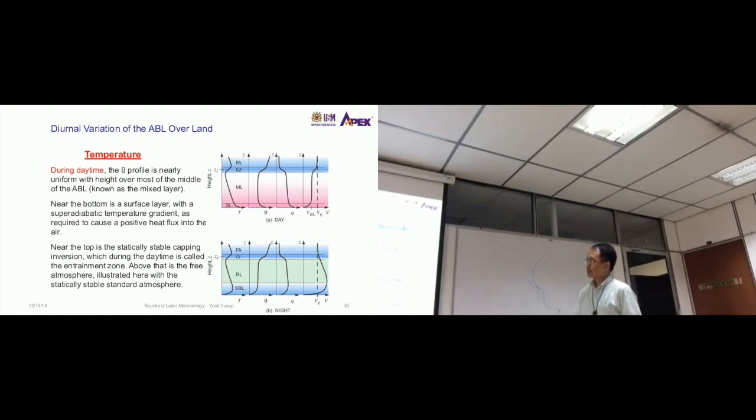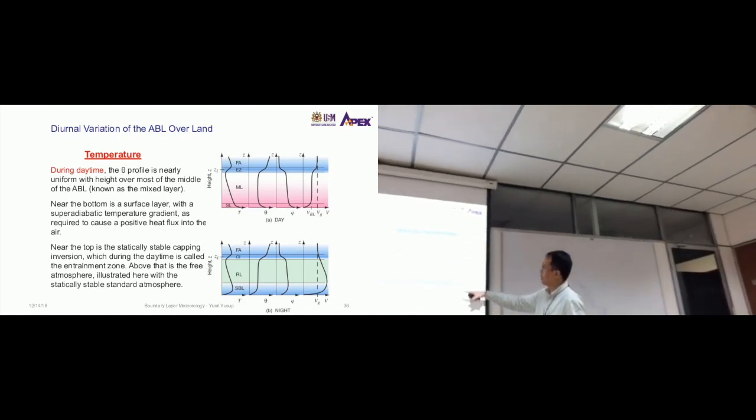Near the top is the statically stable capping inversion, which during the daytime is called the entrainment zone. Above that is the free atmosphere, illustrated here with the statically stable standard atmosphere. So this is about the same as just now, except that it has a bit more detail.